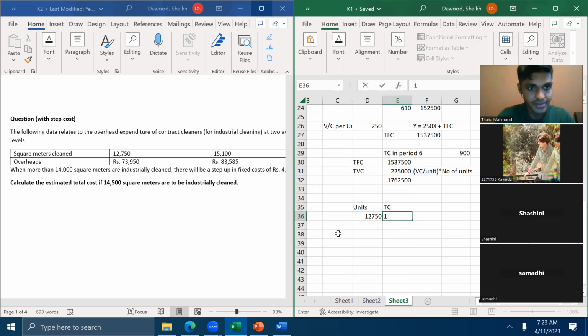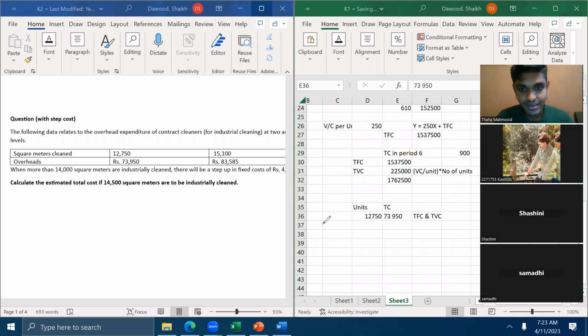73,950. Since this is a semi-variable cost, and a semi-variable cost is what we always split in cost estimation techniques, there is a total fixed cost portion as well as a total variable cost portion within this 73,950. All right. Remember we take the curve.